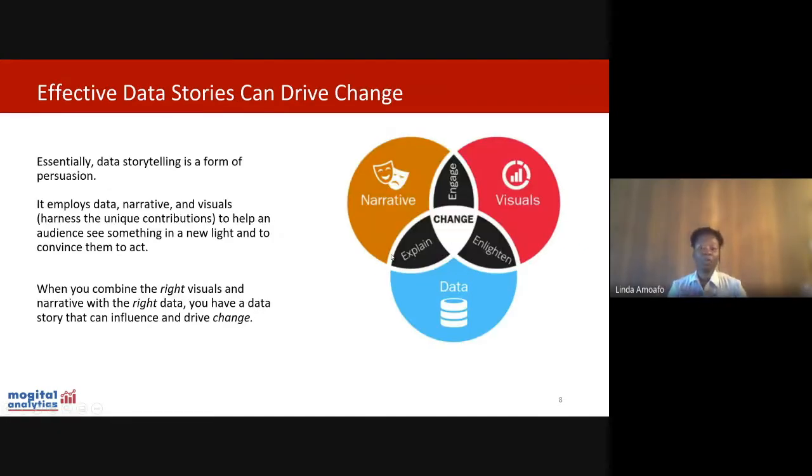Okay, so essentially with what we just said, you could see that data storytelling is just a form of persuasion. You are just trying to persuade your audience to do what you want them to do. You are trying to let the data talk to them in order for them to drive change or do something else. So in order for that to happen, you need a skillful blend of all three elements that we spoke about: narrative, visuals, and data. You need your data, you need to explain what is happening in the data, and you need to visualize it. When you have a skillful blend of all these three, this influences people to drive change and makes them want to act.